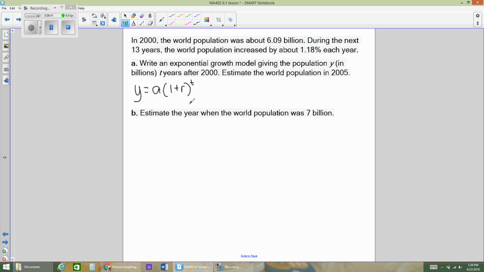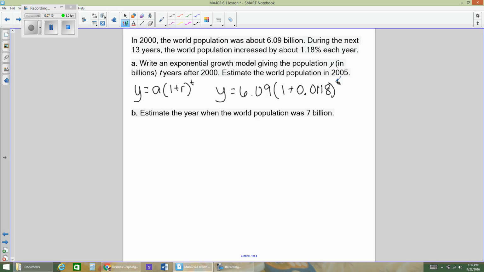So what is the initial population? The initial population is 6.09 billion. And now what is the rate? It's not 1.18%. That's not allowed. You have to put your rate as a decimal. So that's going to be 0.0118. And we're raising it to the t.